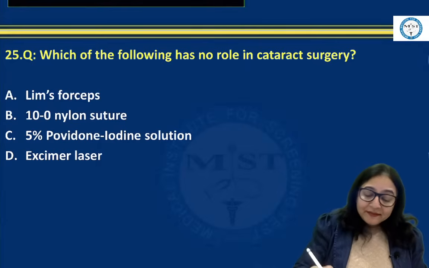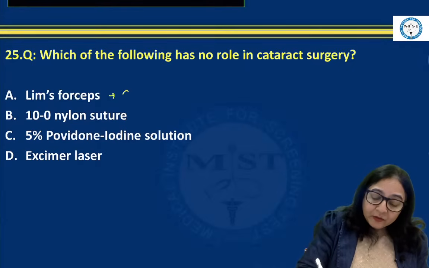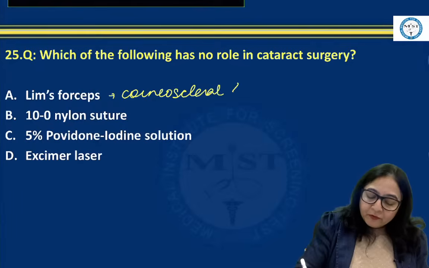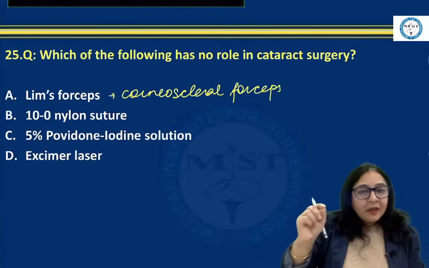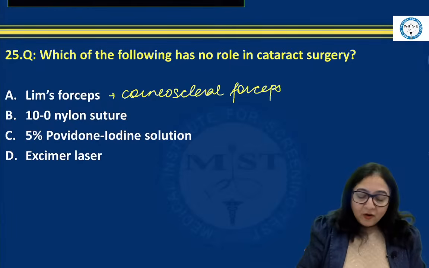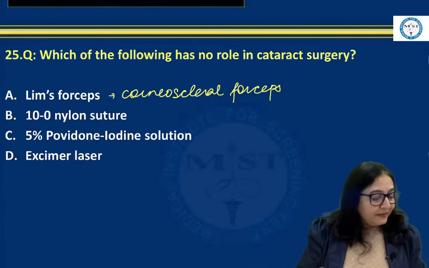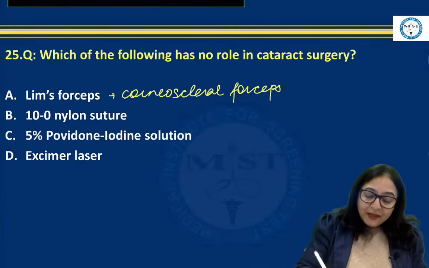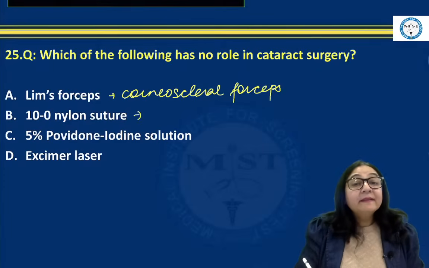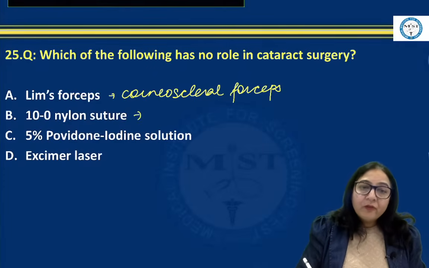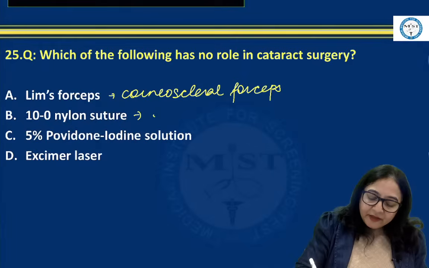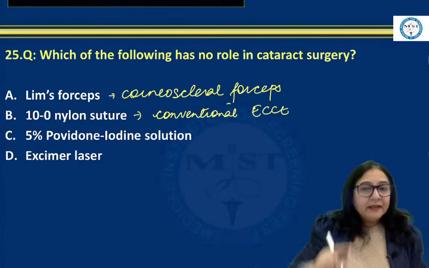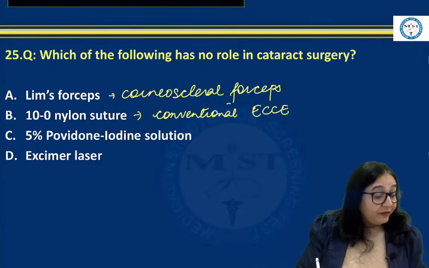LIMS forceps is your corneoscleral forceps. Of course, if you want to hold the tissue, then corneoscleral forceps needs to be used. 10-0 nylon suture is again the suture used for cornea, especially when you are doing conventional ECCE surgery in which there is a large incision.